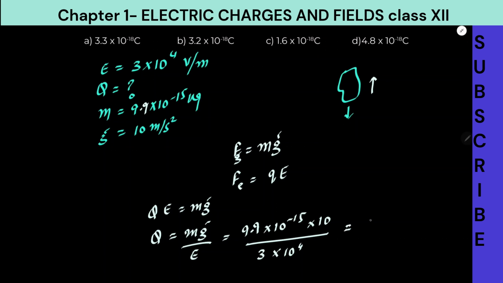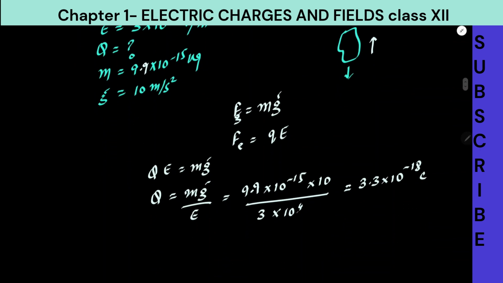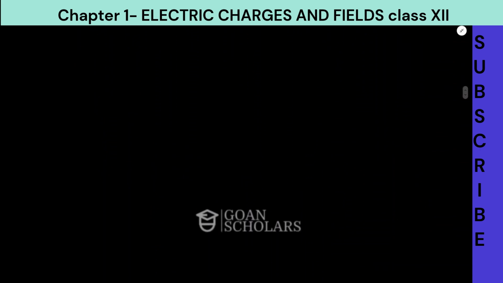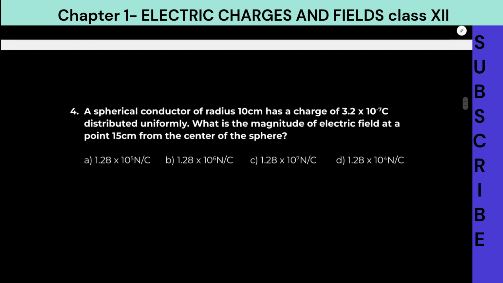So let's cancel out: 9.9 divided by 3 is 3.3, into 10 to the power, now minus 15, and this goes up, minus 19 and plus 1, minus 18, and that's the answer. Is there any answer 3.3 into 10 to the power minus 18? Yes, option A is the correct answer. I hope question 3 is also clear. Let's move to question number 4.